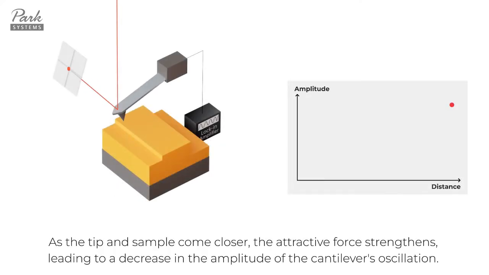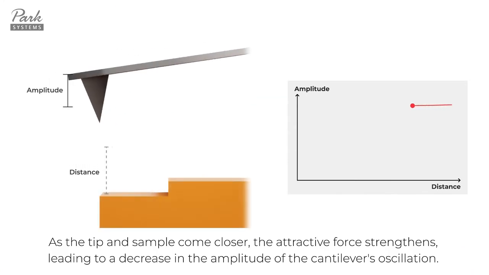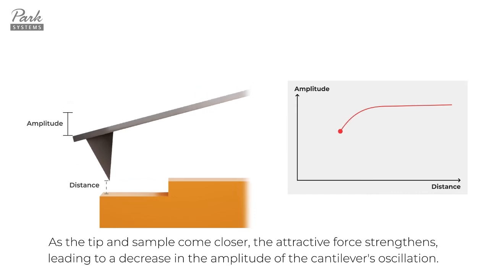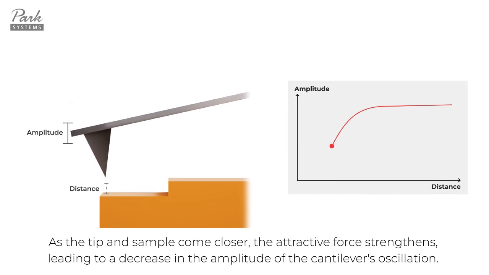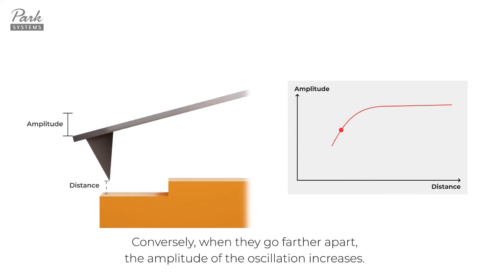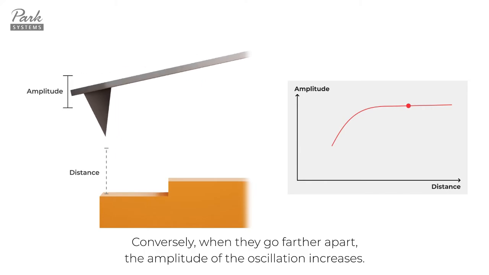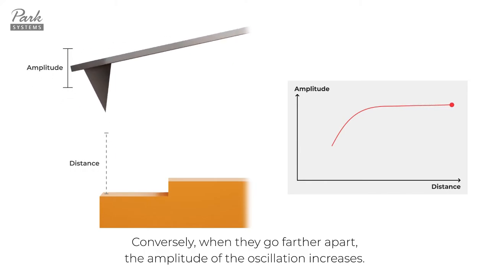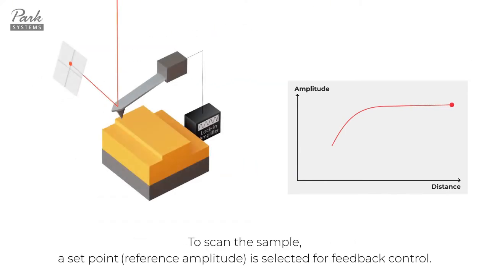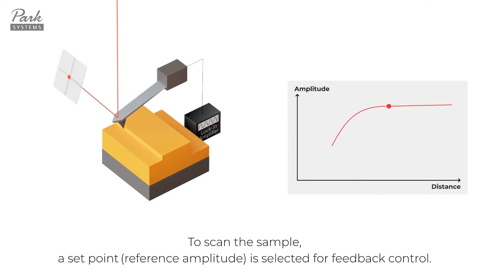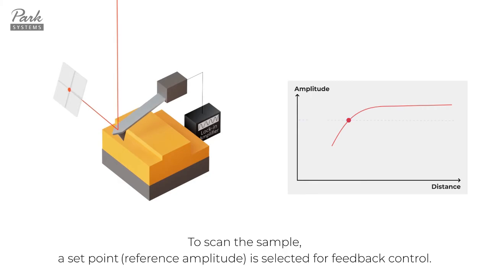As the tip and sample come closer, the attractive force strengthens, leading to a decrease in the amplitude of the cantilever's oscillation. Conversely, when they go farther apart, the amplitude of the oscillation increases. To scan the sample, a set point is selected for feedback control.